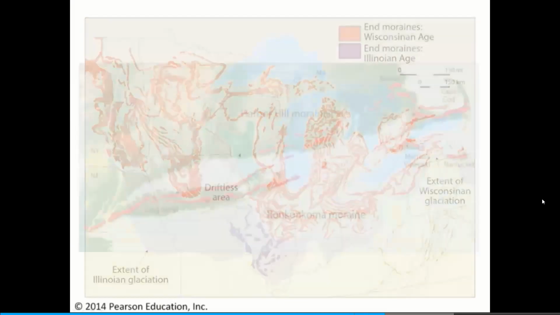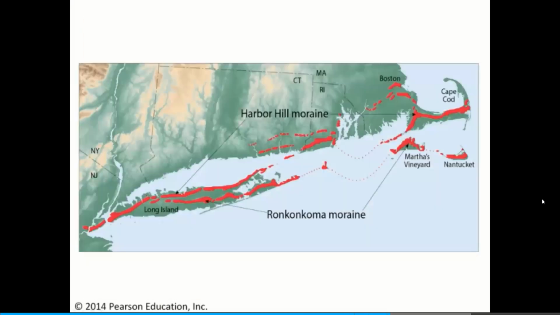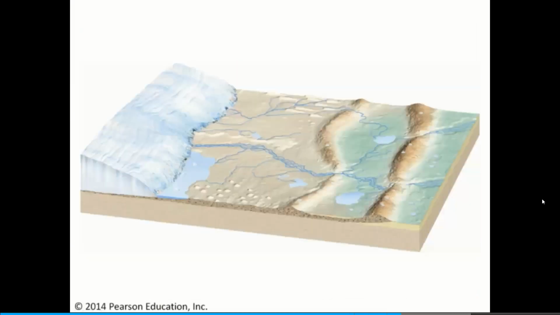End moraines can also be found in the east. You can see some over here on the shores of New York and New England. Okay, let's see which of these you can identify here in this picture. We've taken away the labels now. Take a moment to see what you can spot.